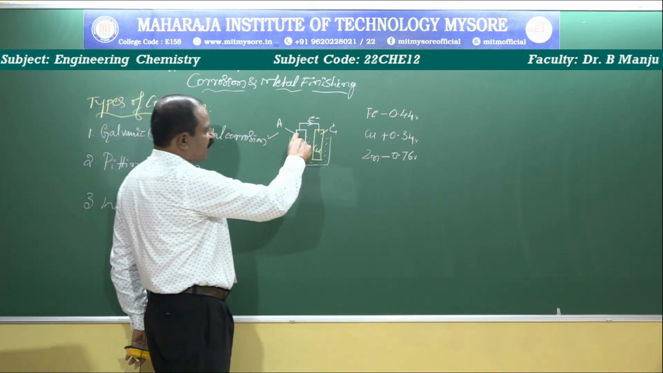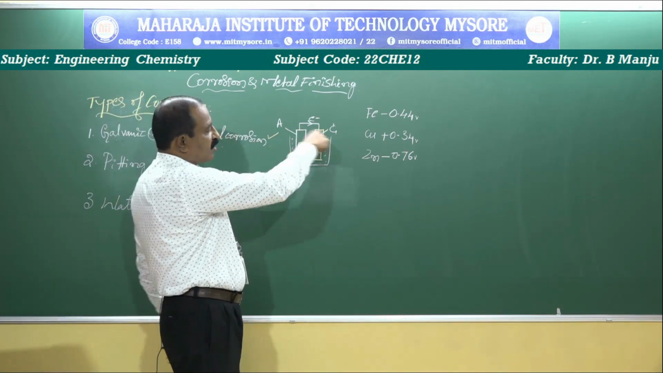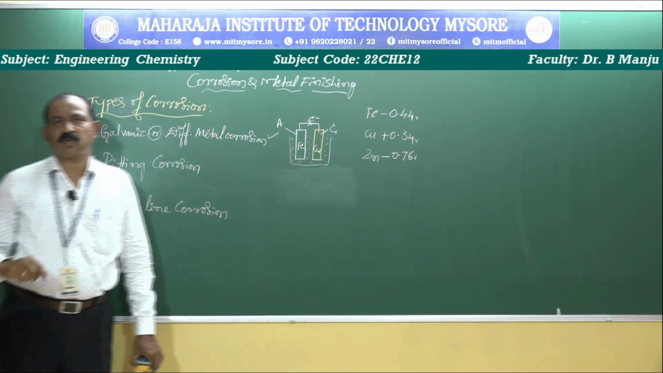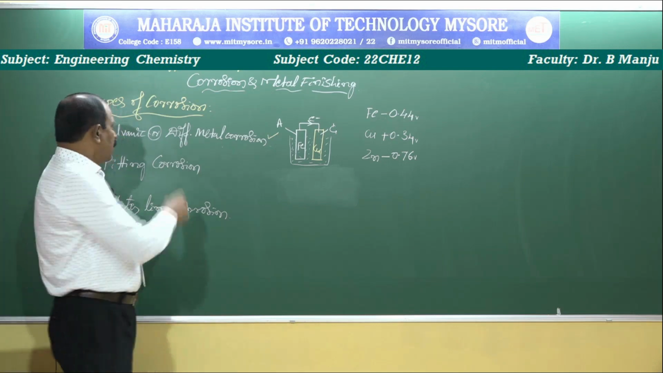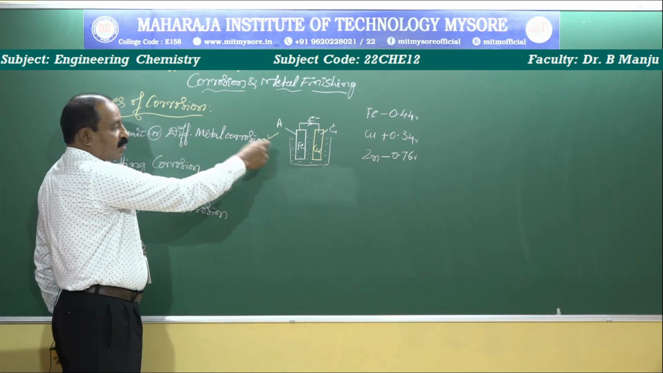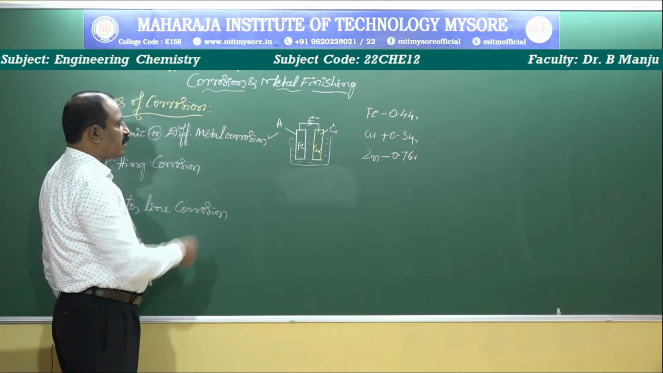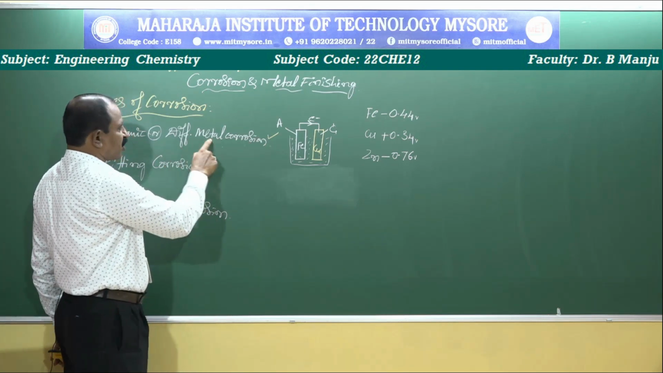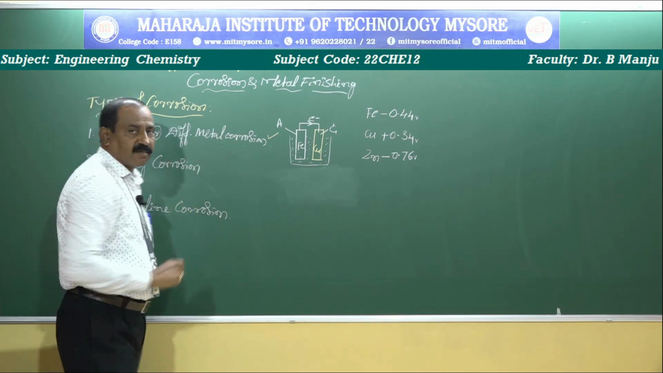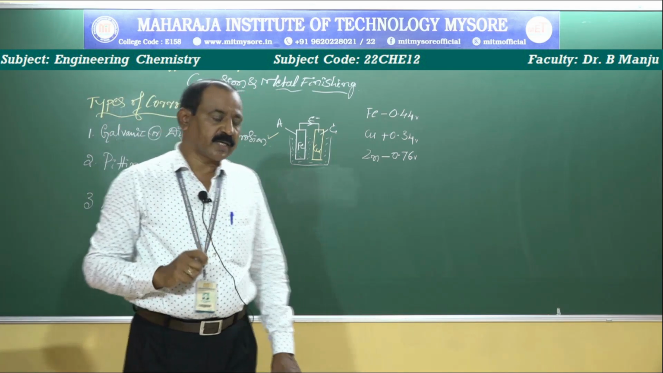When electrons transfer from one electrode to the other, jumping from anode to cathode, it develops some potential difference. That's why a galvanic cell is formed. Due to formation of the galvanic cell, one of the metals undergoes corrosion, and that's called differential metal corrosion or galvanic corrosion. That's about galvanic corrosion.